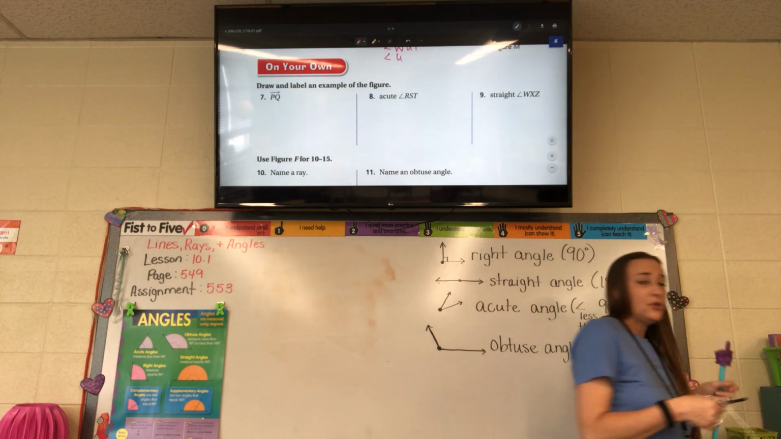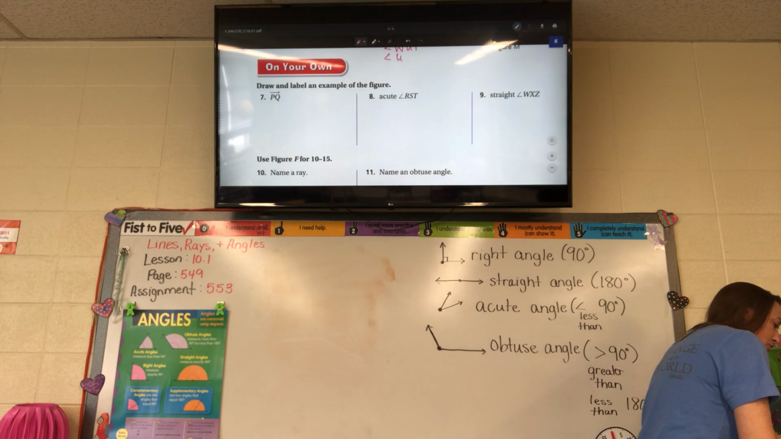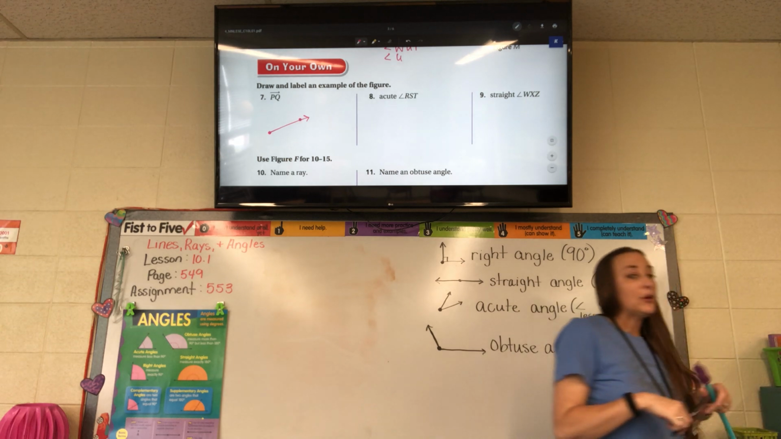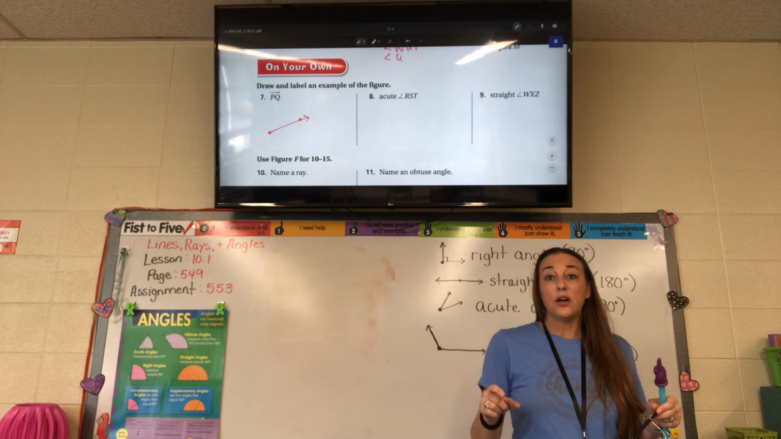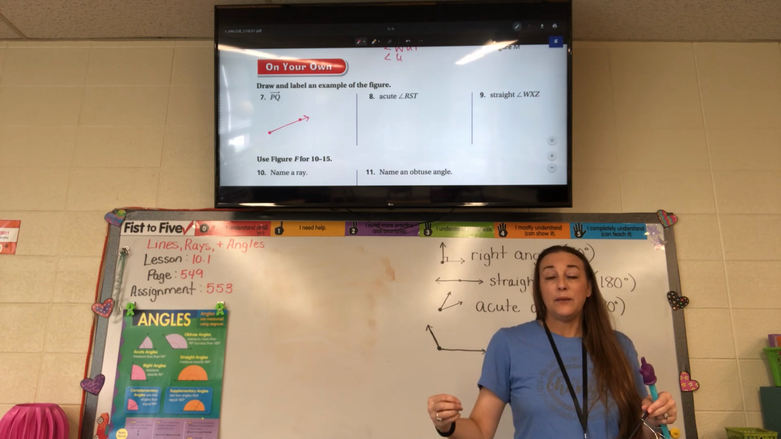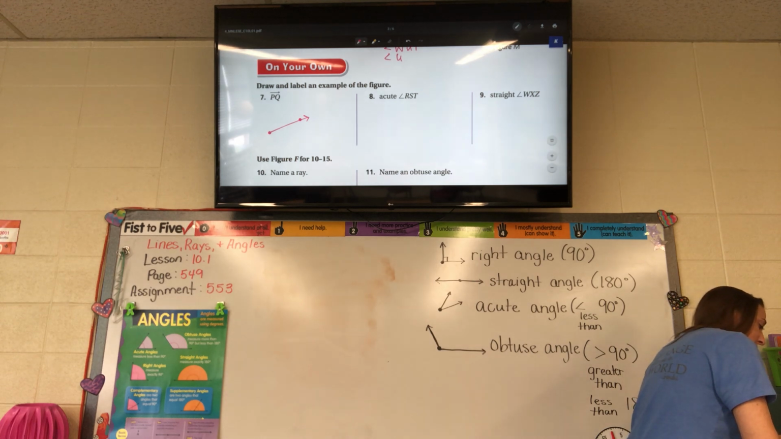Okay, so PQ shows a ray. And so I'm going to draw a ray with an end point and then a point down here. Now remember, rays only go one direction. So they start at the end point as the first letter, so kind of like they start at the sun. So P will be the first letter, so it's going to go right here. And then Q will be the second letter.